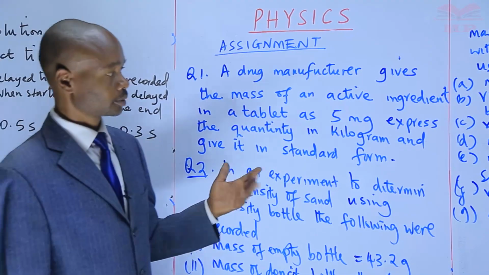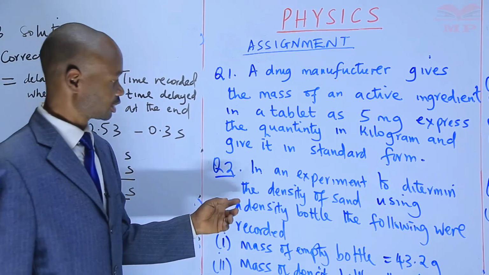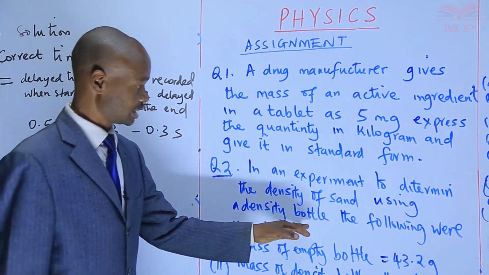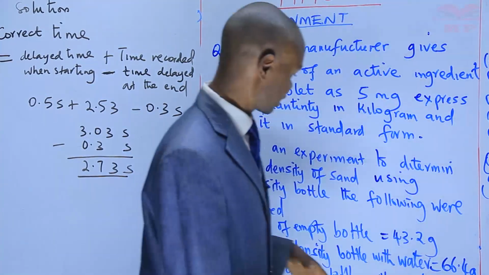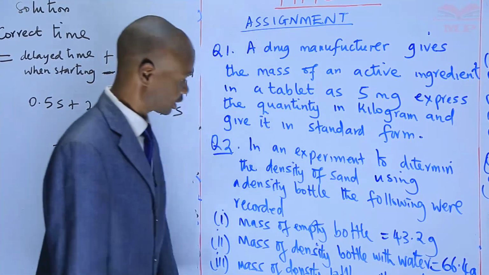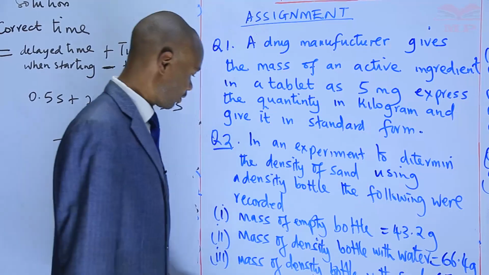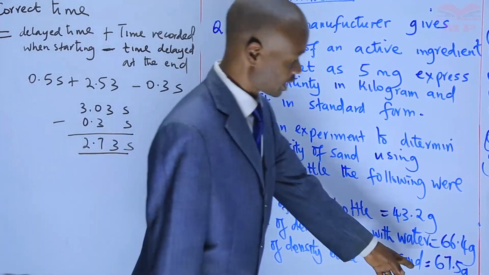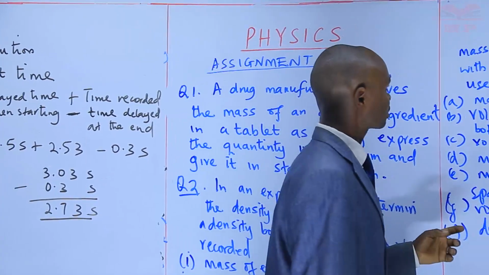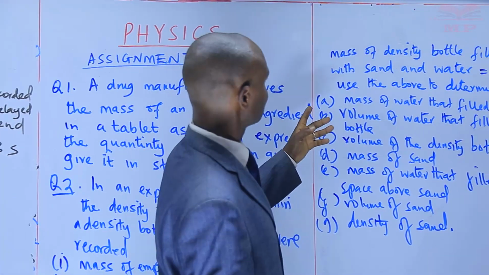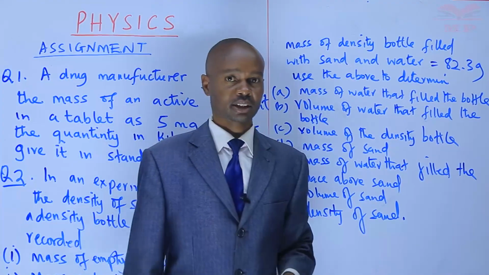Question number 2. Quite long, but trying to build a concept there. In an experiment to determine the density of sand using a density bottle, the following were recorded. Mass of the empty bottle, 43.2. Mass of the density bottle filled with water, 66.4. Mass of the density bottle with sand, only 67.5 grams. Mass of the density bottle filled with sand and water, 82.3 grams. Get it clear.